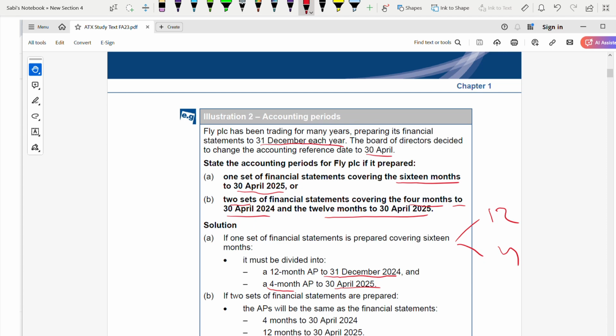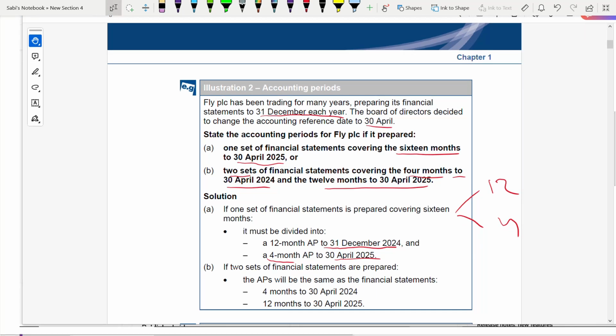And in the second one, it's two sets of financial statements. So the AP will be the same as the financial statements, because they have changed the date from December to April. So it's April and April. No issue. 4 months to 30th April 2024, 12 months to 30th April 2025. So this AP will be the same as the financial statement. There is no issue in the second one.